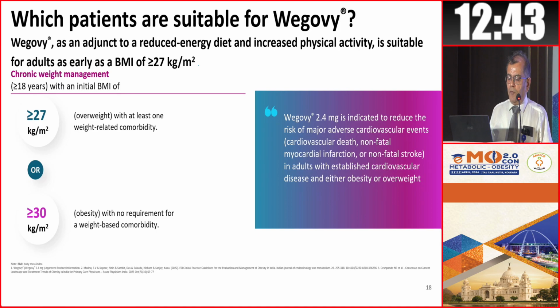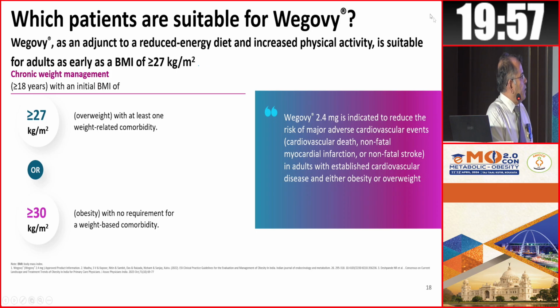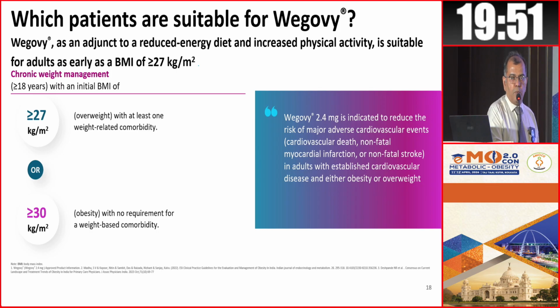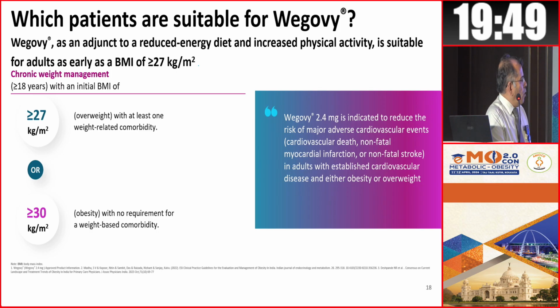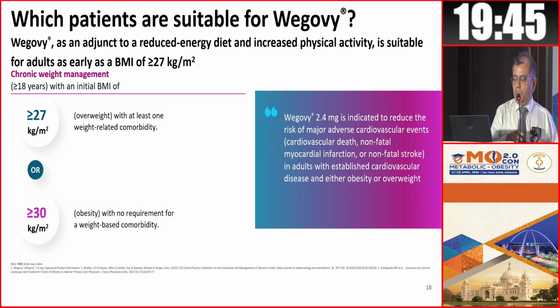So which patients are suitable for Wegovy? Basically, patients with BMI more than 27 with at least one weight-related comorbidity. It could be in the form of cardiovascular disease, diabetes, metabolic syndrome, osteoarthrosis, and so on and so forth, or a BMI more than 30 with no requirement of a weight-related comorbidity. So these are the specific conditions where we use it.